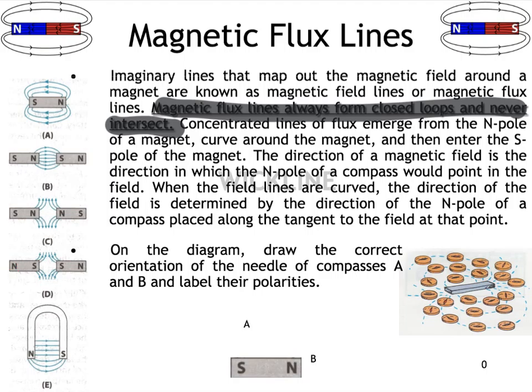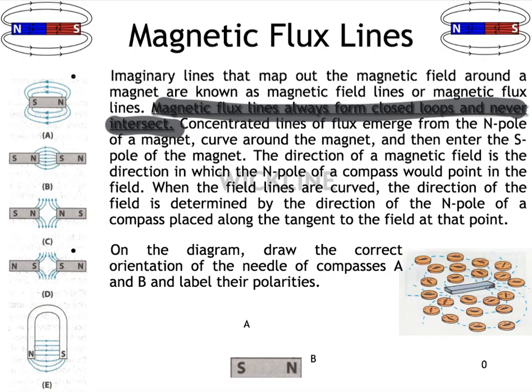For a horseshoe magnet, you would see some parallel flux lines, just like you might expect in parallel electric plates. But at the ends, you'll notice significant curving. But again, that's also true with parallel electric plates. And always leaving north and entering south, leaving north, entering south.